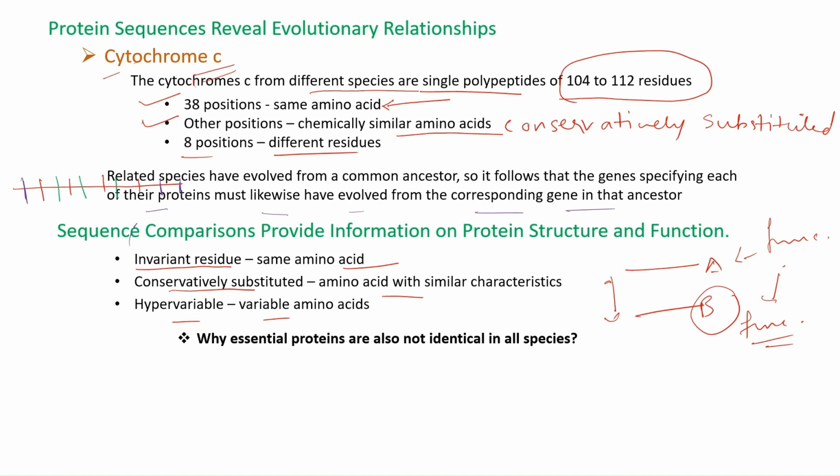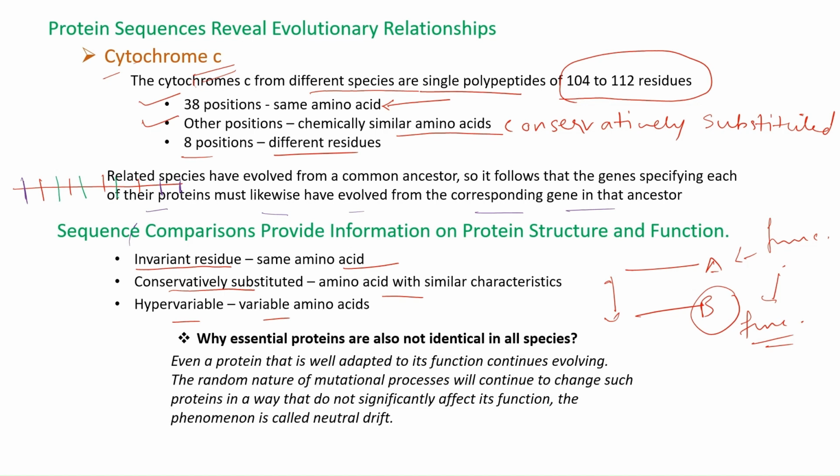Then why are any proteins, or any essential proteins, also not fully conserved? So why is it so? Because the mutational process always continues. But in the important species, these mutations will continue to change in such a way that it should not affect its function. That means mutation is a normal process of evolution.